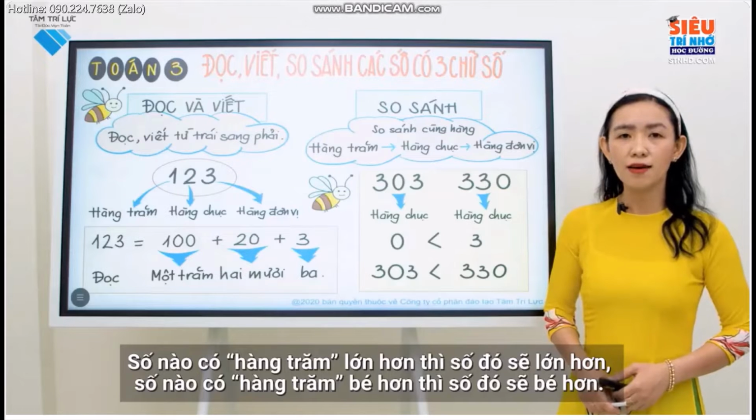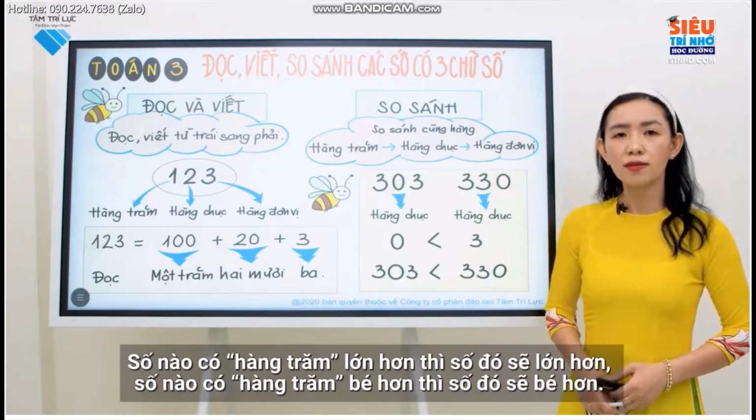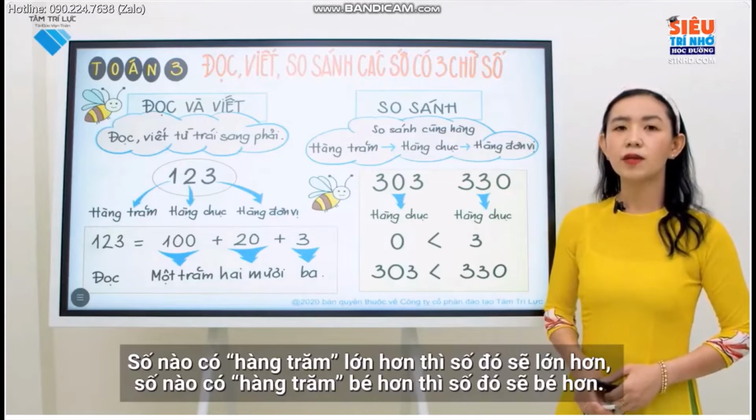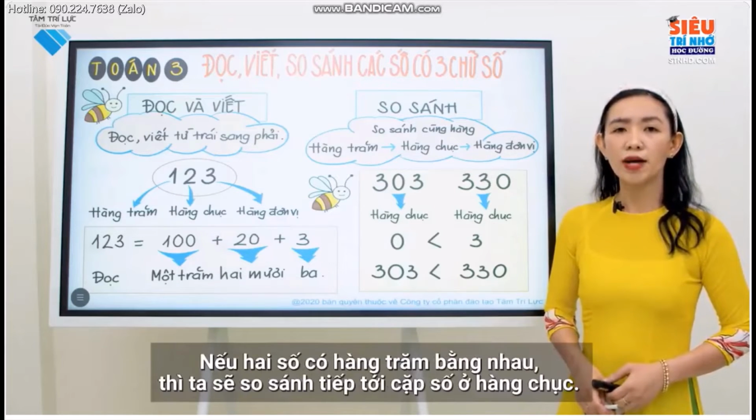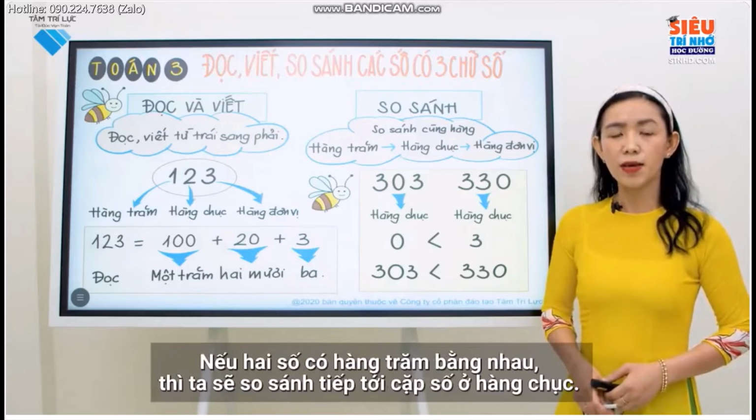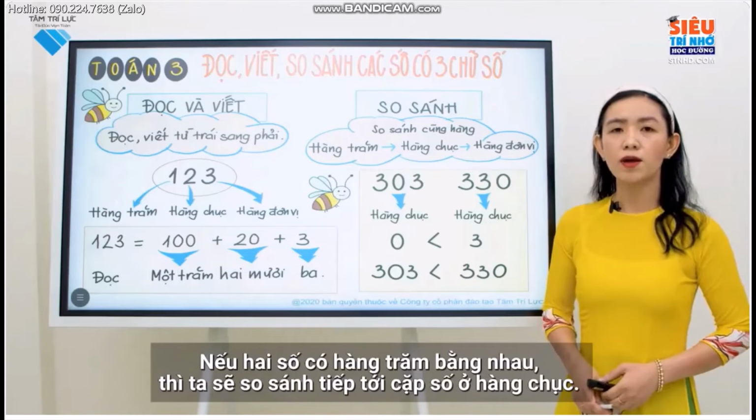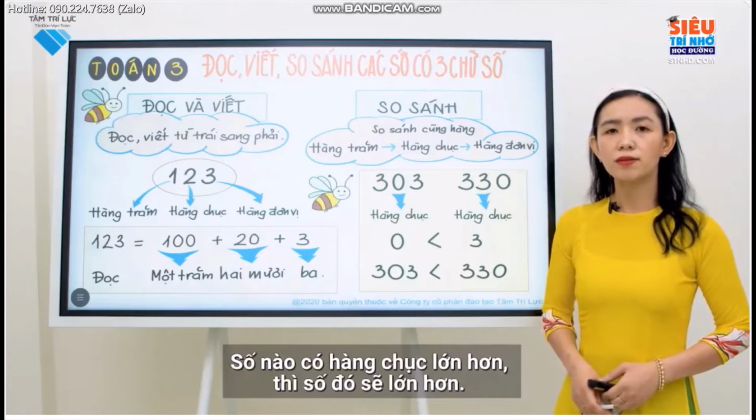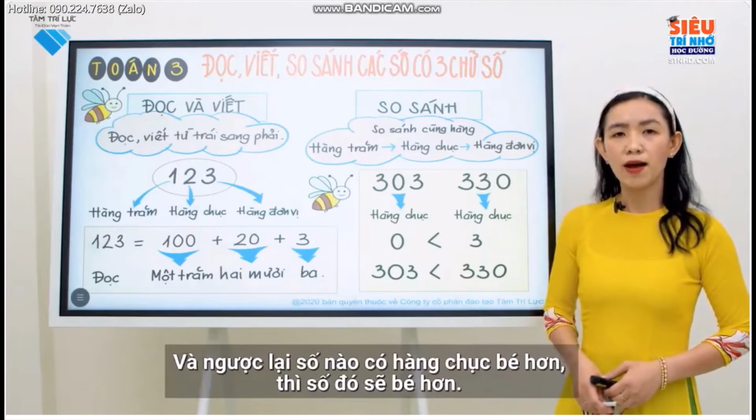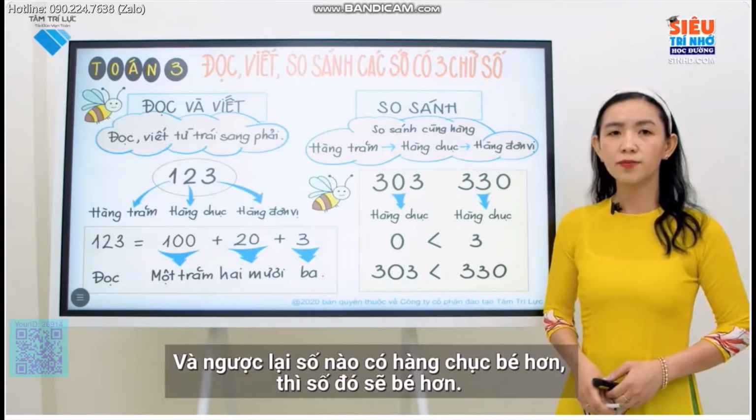The number with a greater digit in the hundreds is greater than the number with a smaller one. If two digits in the hundreds are equal, then we continue to compare the pairs of digits in the tens. The number with the greater digit in the tens is greater. On the other hand, if the number has less tens, then the number is less than.